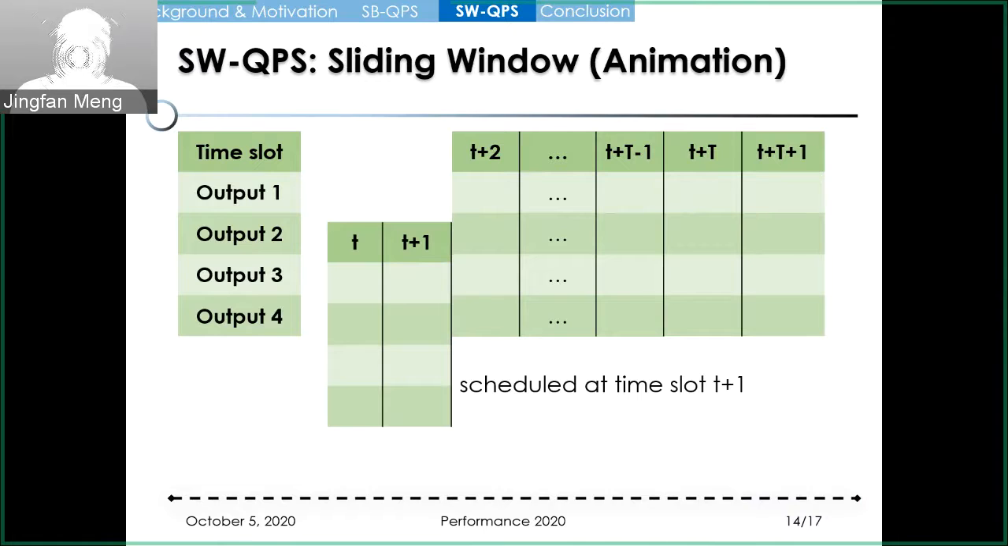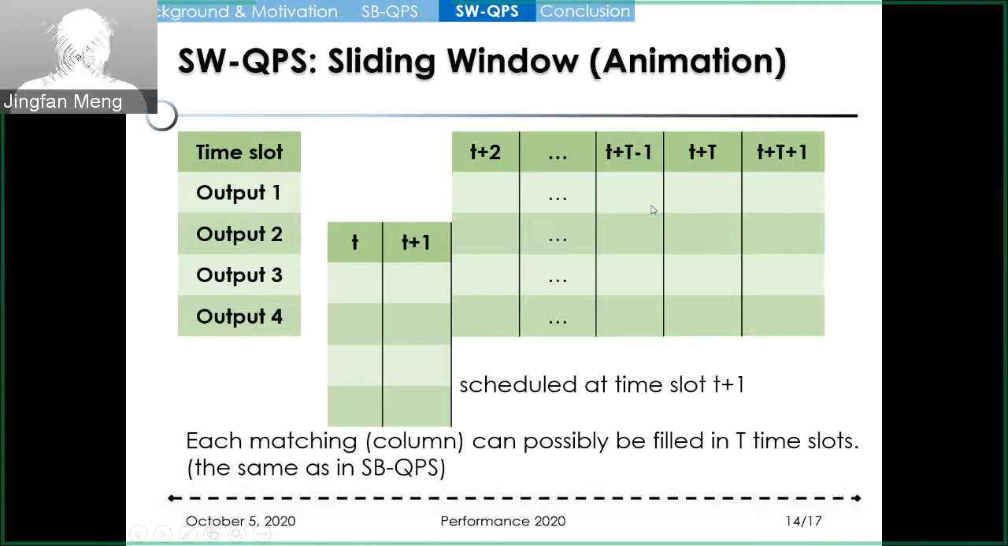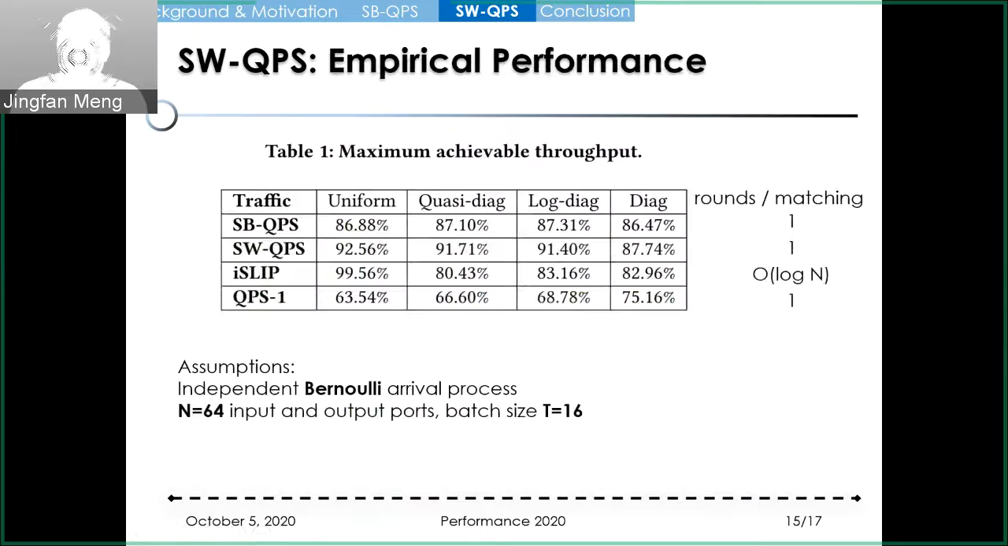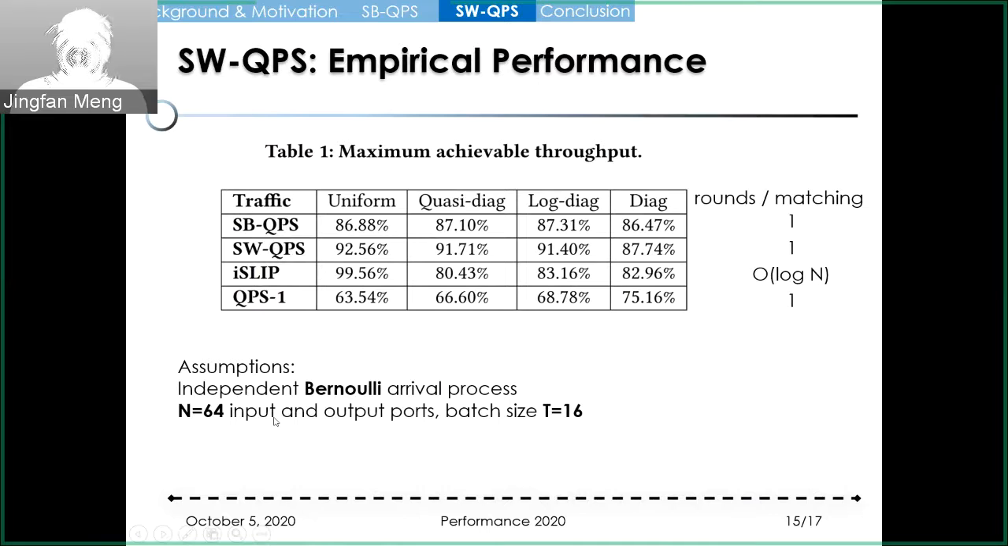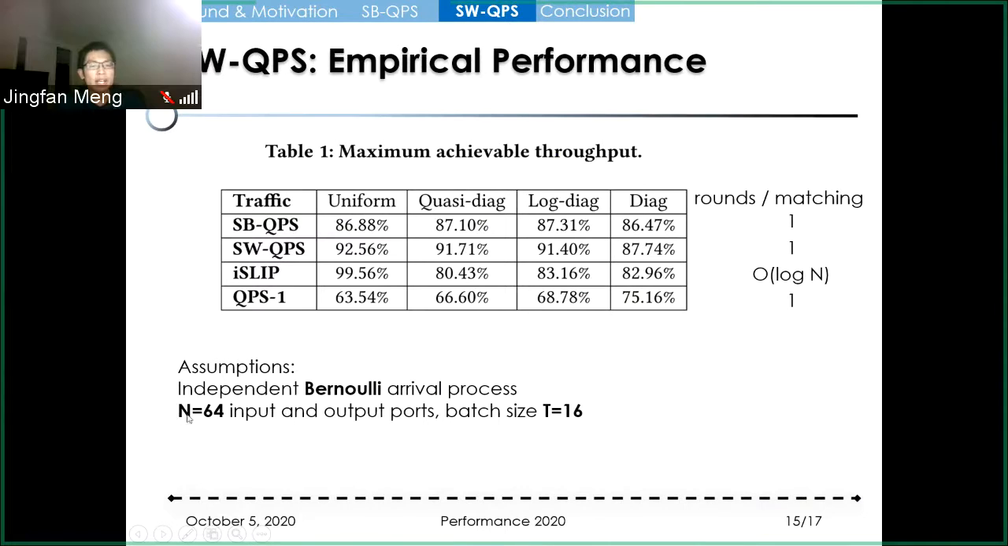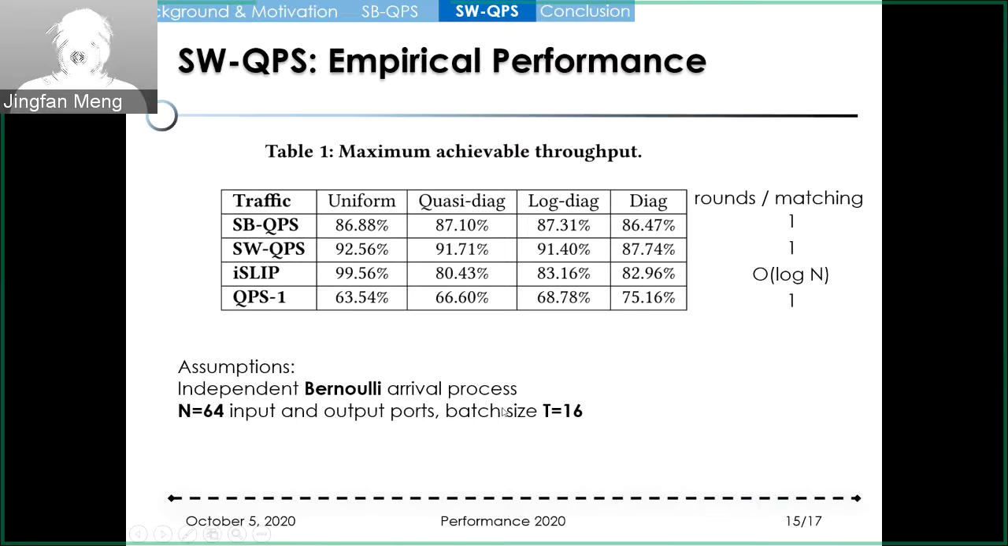As this batch slides forward in time, each matching stays in this batch and can be filled with proposals for capital T time slots. This is the same as in a static batch as in small batch QPS. Here we show the empirical performance of our schemes in simulation. We model the arrival of packets as an independent Bernoulli arrival process and generated 4 different traffic matrices. We used 64 input and output ports and a batch size of 16.